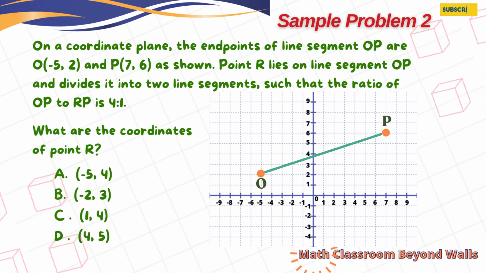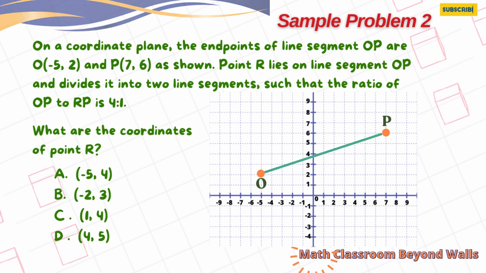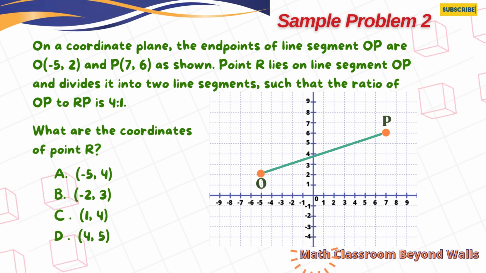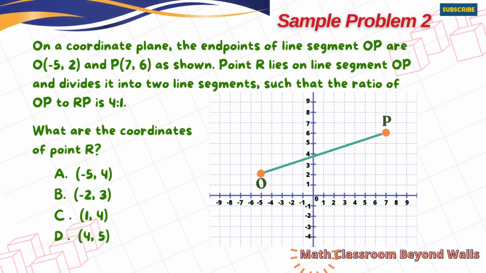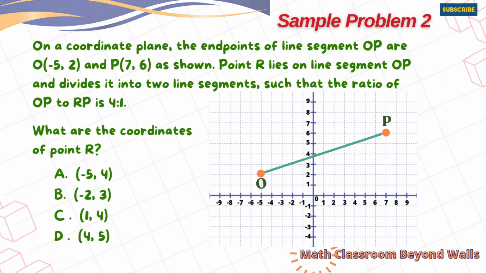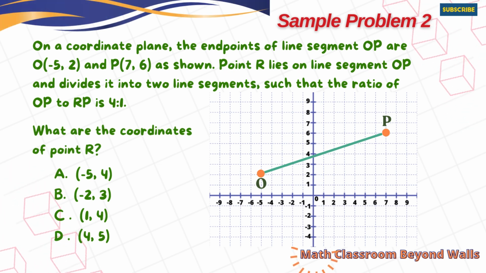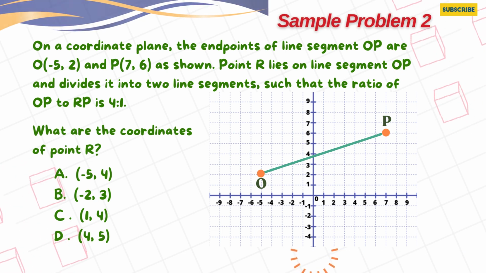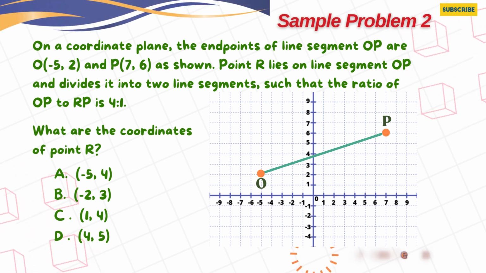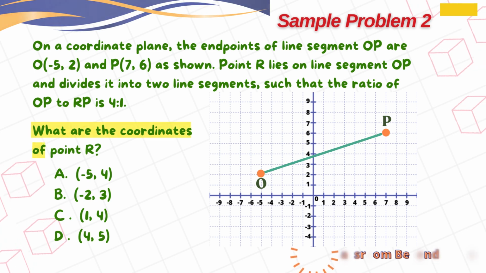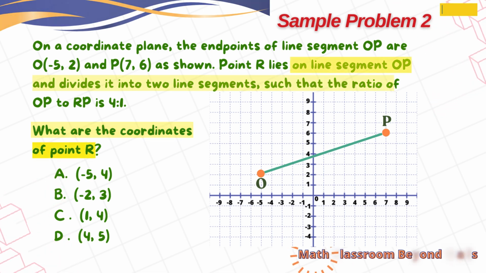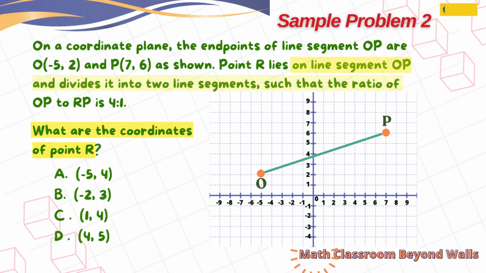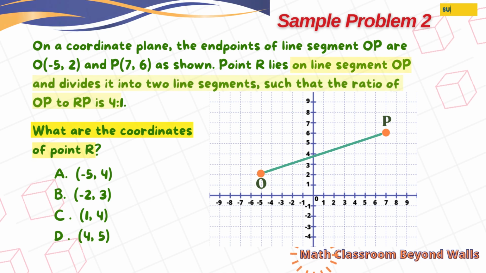As usual, we begin by reading the whole problem and may read it several times when needed to know what we're looking for, to determine what are given, and to figure out how the given information help find what we're looking for. What are asked in the problem, learners? We're asked to find the coordinates of point R that would divide OP into two segments such that the ratio of OP to RP is 4:1.